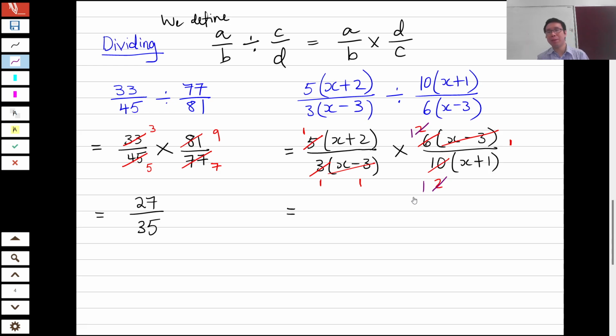And this can sometimes happen in longer calculations. You cancel, and then you can cancel again. And that's totally fine. Don't worry about trying to get all the cancellations in one line. Sometimes that's impossible. And as you can see in this case, it wasn't immediately obvious. So you'll see that we just have x plus 2 on top and x plus 1 on the bottom.